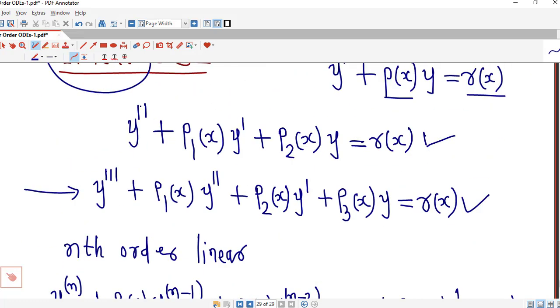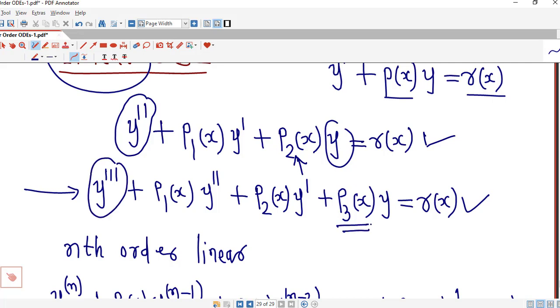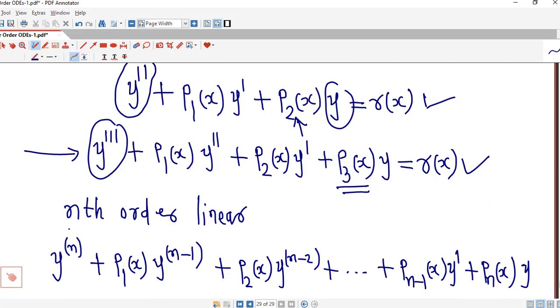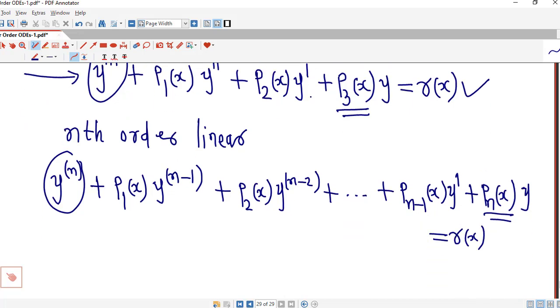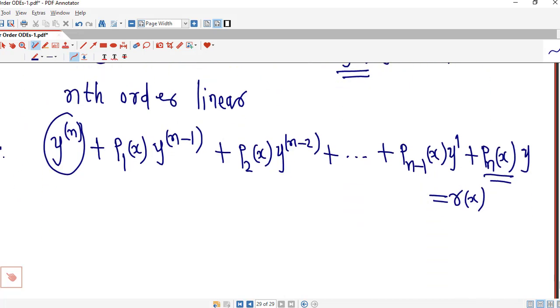We can observe here, if we start with the second order derivative, the coefficient of y is p2(x). If we start with the third order derivative, the coefficient of y is p3(x). So if we start with the nth order derivative, the coefficient of y is pn(x). So this is a linear differential equation of nth order, or an nth order differential equation which can be written in this form is called a linear differential equation.